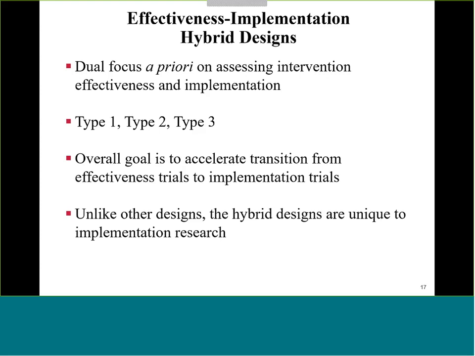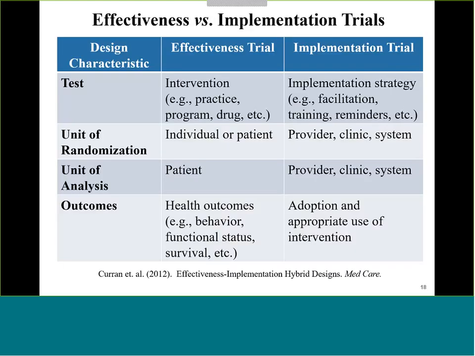So we want to shorten the time that we go from testing clinical and public health interventions to getting those in the field through the use of implementation strategies. And these really are unique to implementation research. So in effectiveness trials, we're really testing the clinical intervention. It could be behavioral psychosocial intervention. It could be a drug or pharmacological intervention. It could be a device. It could be use of different approach to surgical care. The unit of randomization is generally the individual or the patient. Unit of analysis is usually the patient, and outcomes are usually health outcomes.